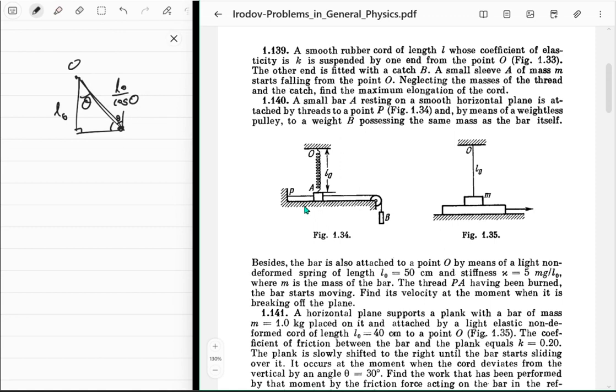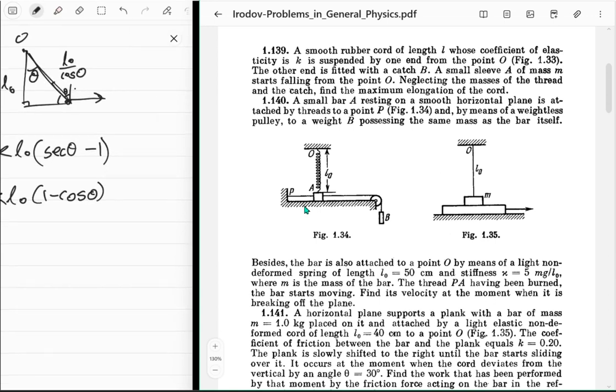So the thing is K into L naught, sorry, stiffness constant K, L naught, and then there's the tension force over here. So secant theta minus 1, right? That is the force put on by the spring. Now this times cosine theta gives us the vertical force. So basically K L naught into 1 minus cosine theta is the vertical force. So whenever this becomes equal to mg, we are done.